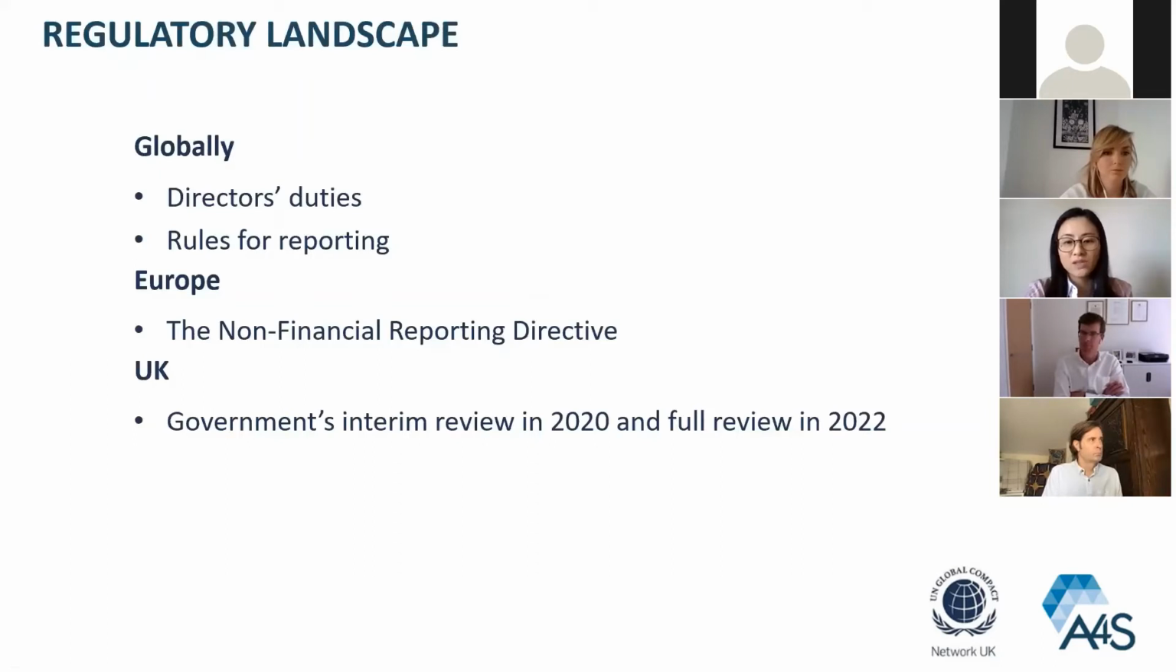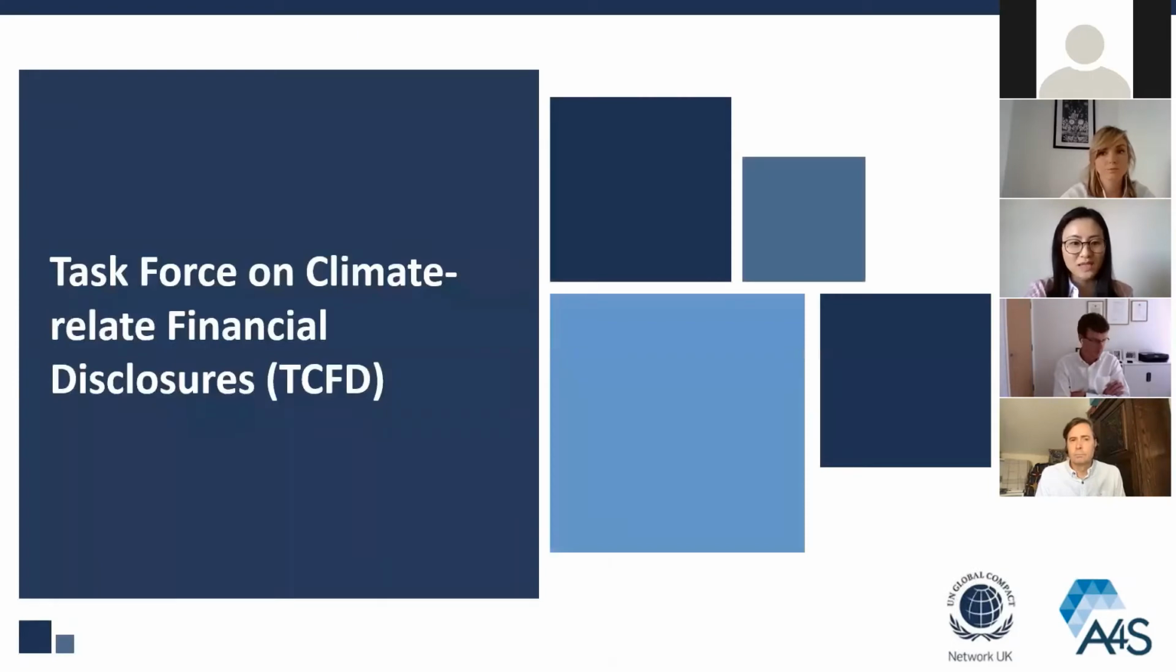So really, we need to think about reporting climate risk as ultimately becoming mandatory, and we need to have more quality data and also create a level playing field across sectors as well, which is really important. So that's a quick overview of the risk and regulatory landscape. Now I will talk about the TCFD framework and some latest trends and findings.